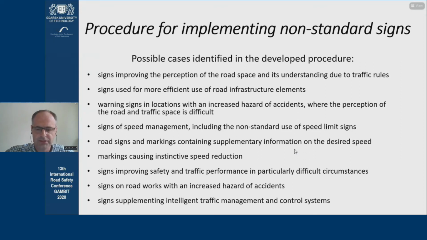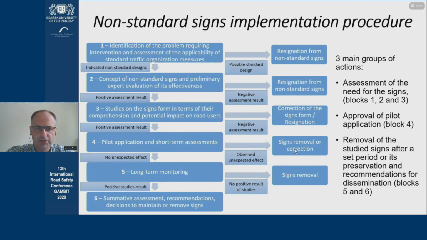Mostly, these signs help to improve the perception of the road surface. They can be warning signs in areas of increased risk. They can inform about roadworks, etc. In terms of the procedure itself, it's built of several blocks of generality, 6 of them actually.